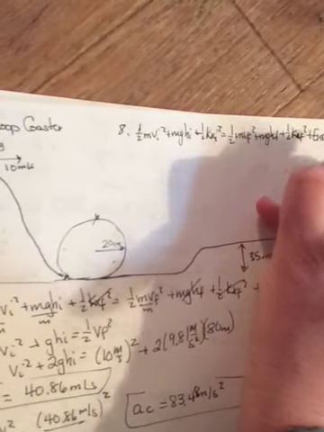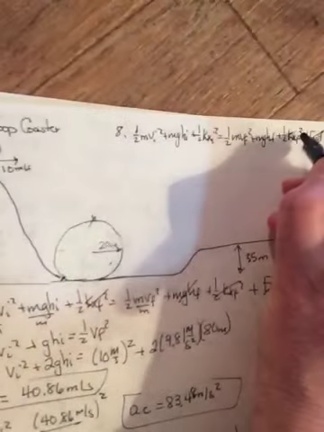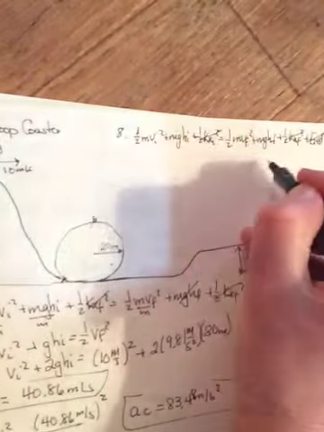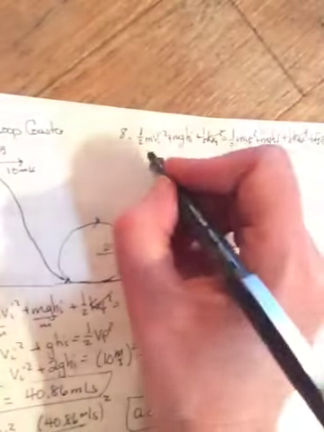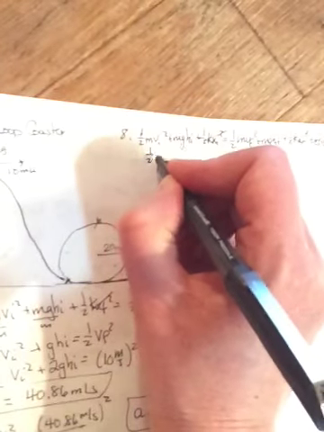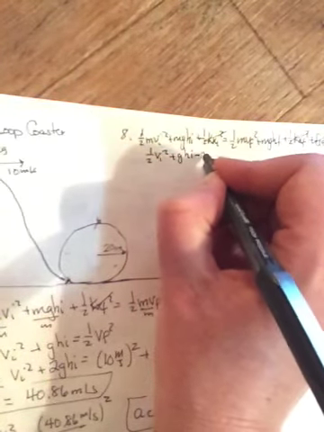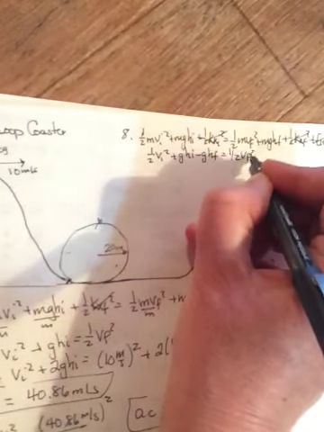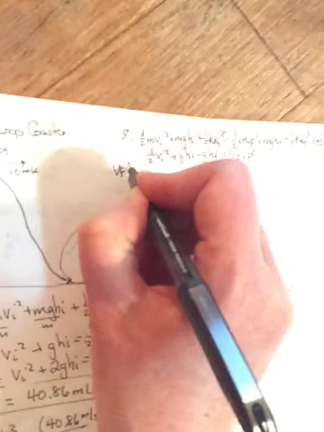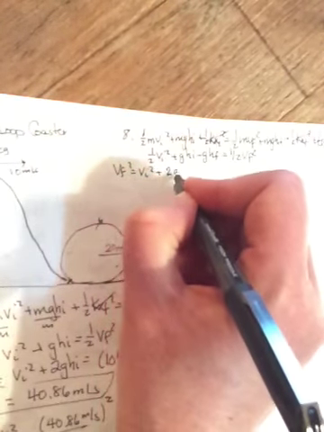So this is identical to number 1 and to number 5. No E lost, no spring. You're looking for the final speed. The m's are going to cancel, so it'll be 1/2 V initial squared plus GH initial minus GH final equals 1/2 VF squared. So VF squared is going to equal VI squared plus 2GH.